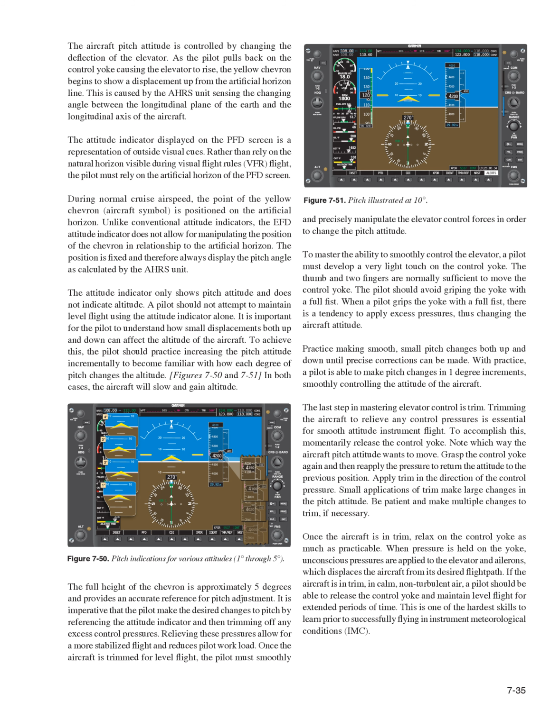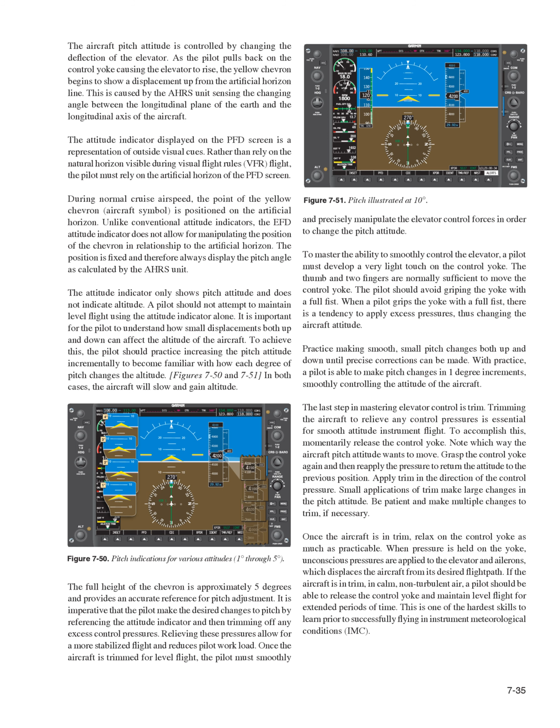Once the aircraft is in trim, relax on the control yoke as much as practicable. When pressure is held on the yoke, unconscious pressures are applied to the elevator and ailerons, which displaces the aircraft from its desired flight path. If the aircraft is in trim, in calm, non-turbulent air, a pilot should be able to release the control yoke and maintain level flight for extended periods of time. This is one of the hardest skills to learn prior to successfully flying in instrument meteorological conditions, IMC.